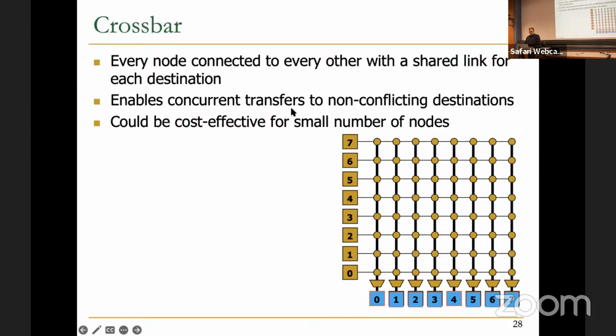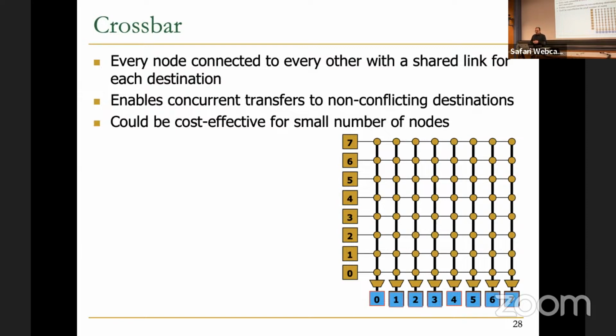So this enables concurrent transfer to non-conflicting destinations. As long as your accesses are going to different destinations, you don't have conflict. But if your accesses are going to the same destination, yes, you have conflict. In reality, you would have conflicts anyway, because your network might not cause the conflict, but once you send all this data to that destination, it needs to process those. And that destination might not have enough bandwidth to process all these outstanding requests at the same time.